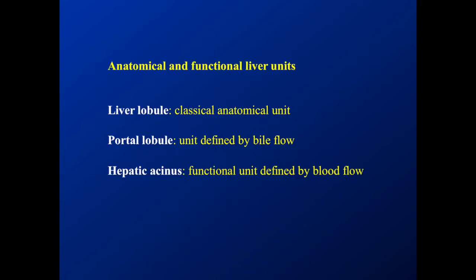Now you can break up the liver structure into both anatomical and functional liver units. The anatomical unit is the liver lobule, and it's the classical anatomical unit as we'll go over in the next few slides. But you also have then definitions of the portal lobule, which is defined by bile flow, and then the hepatic acinus, that is defined by blood flow. And I'll show you what I mean here now.